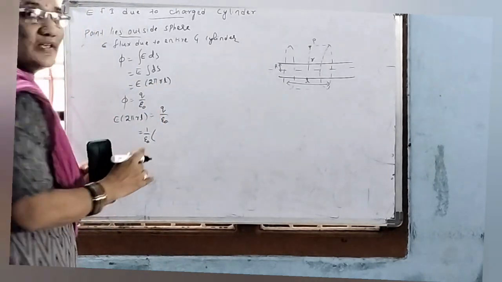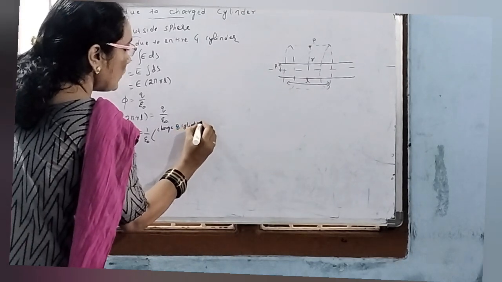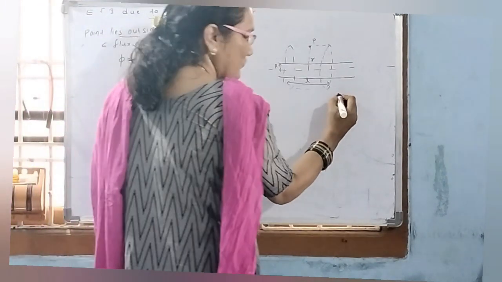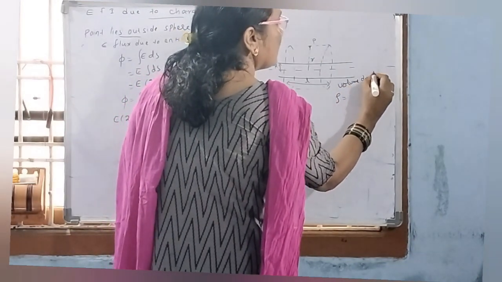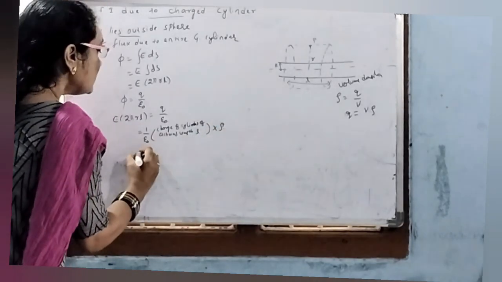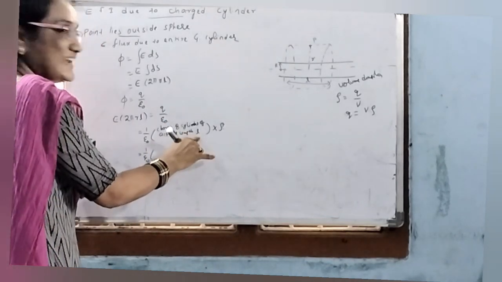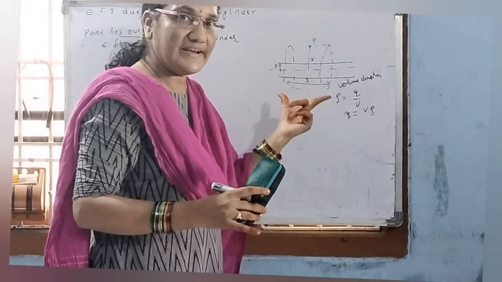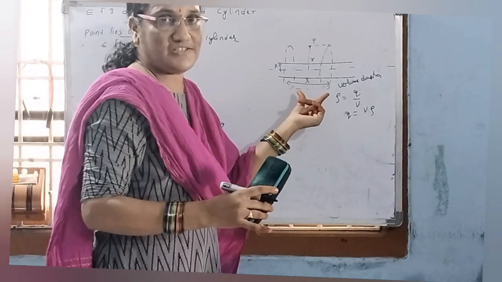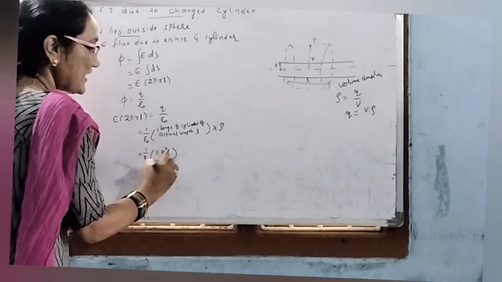Now here, Q is the charge of the cylinder of actual length L into the volume density. We wrote that density is charge by volume, so charge is equal to volume into volume density, rho. So this is equal to 1 by epsilon naught times the volume of the original cylinder with length L. As I said before, since it is of infinite length, I am taking the length equal to this small L only, because we are considering the charges limited up to this Gaussian region. So the volume of the original cylinder with radius capital R and length L is pi R square L, into rho.